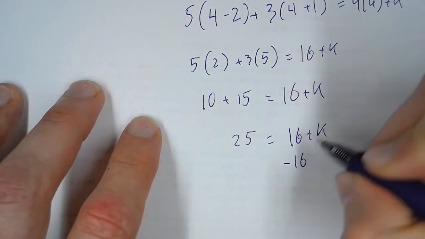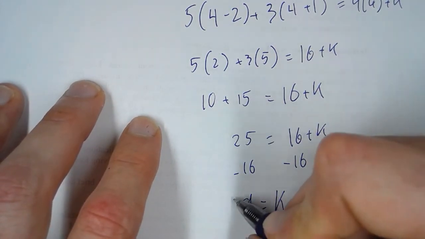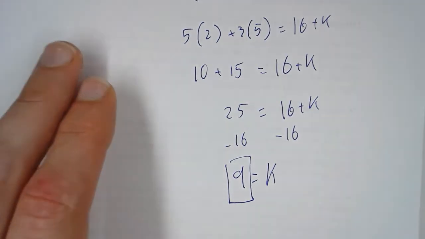So then when we subtract 16 from both sides, we get 9 equal to k. And there's our answer. And we're done.